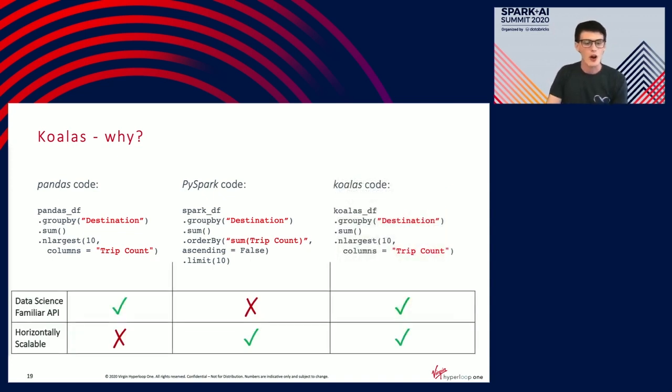And this is where Koalas package comes in. Exactly when we needed it, more or less one year ago, around April, Databricks open sourced the Koalas package that is doing exactly what we needed. It's translating our Pandas API into PySpark so we can scale our Pandas code very easily with the familiar Pandas API.